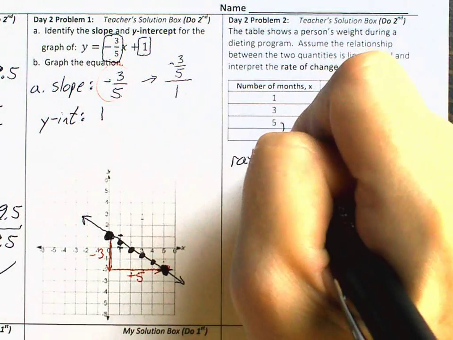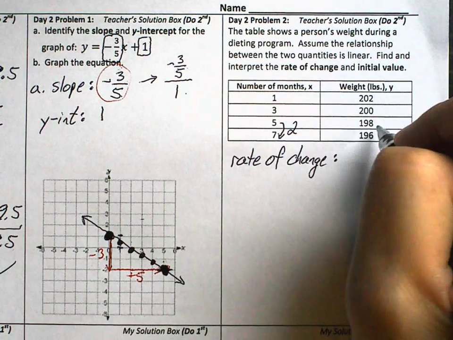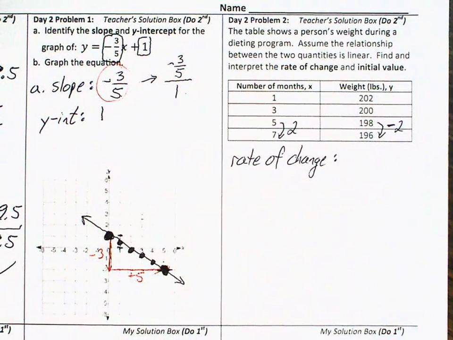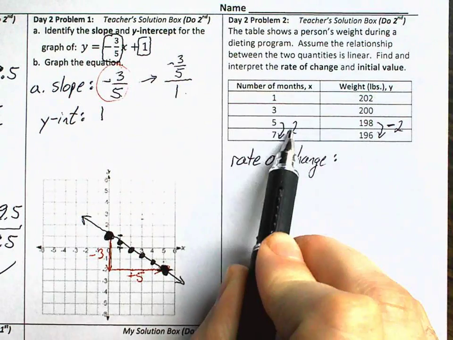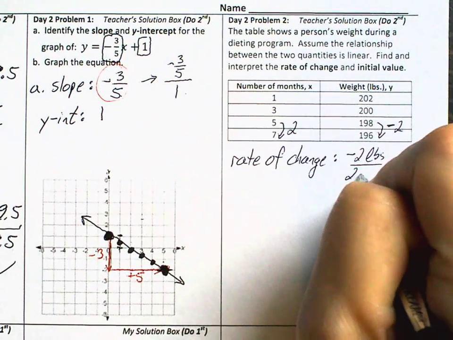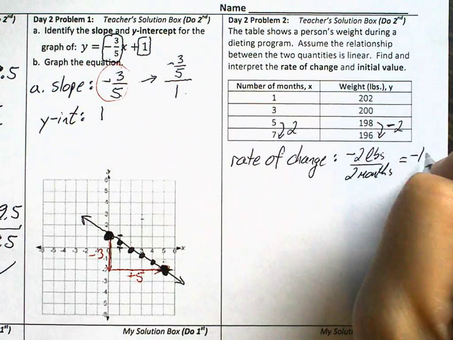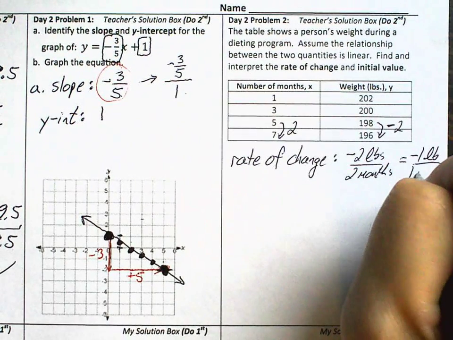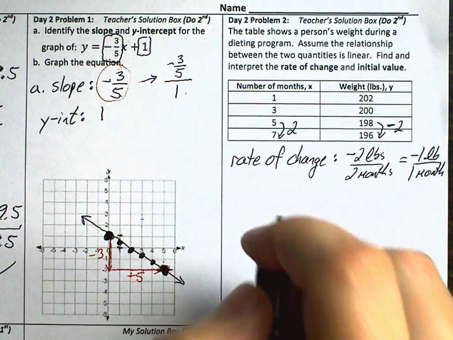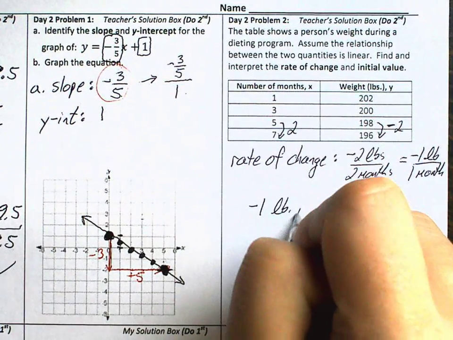From this row to this row, the x value increased by 2 months. And in that time, the y value decreased by 2 pounds. Writing these changes as a rate, this is negative 2 pounds in 2 months of time. This reduces to just negative 1 pound in 1 month of time. A person's losing a pound every month. So another way to write that is negative 1 pound per month.